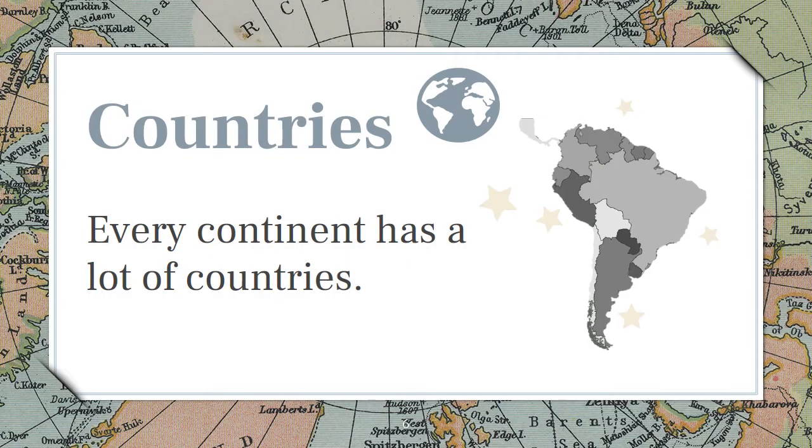Now let's see what countries are. We have been talking about continents and oceans, but we live in a country. What is a country then? See, here we have a map of South America. You can see very small boundaries inside it, a lot of boundaries, and all these boundaries depict different countries. So, a continent which is very big has a lot of countries in it. Some are small countries, some are big countries, but every continent has a lot of countries.